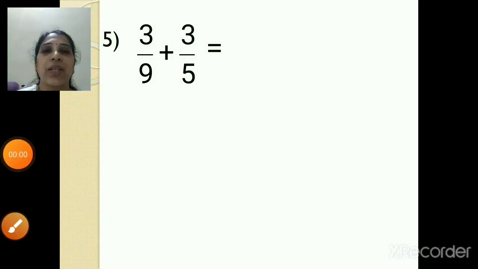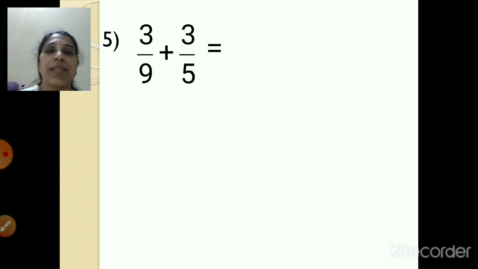So students, we have finished addition of unlike fractions. So in the next session, children, we will start with the subtraction of unlike fractions.